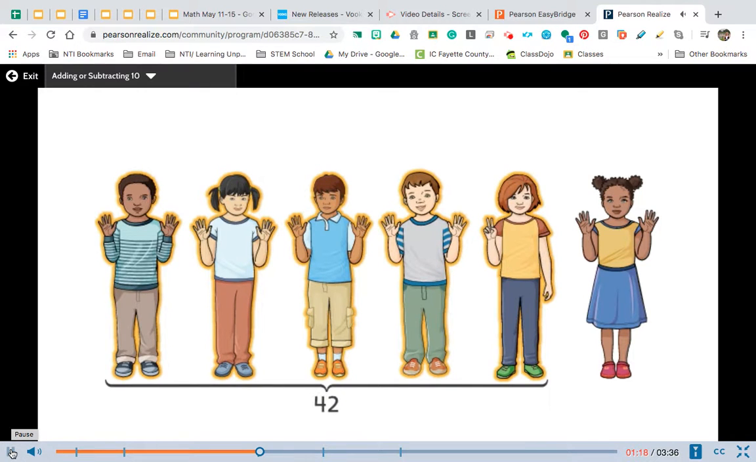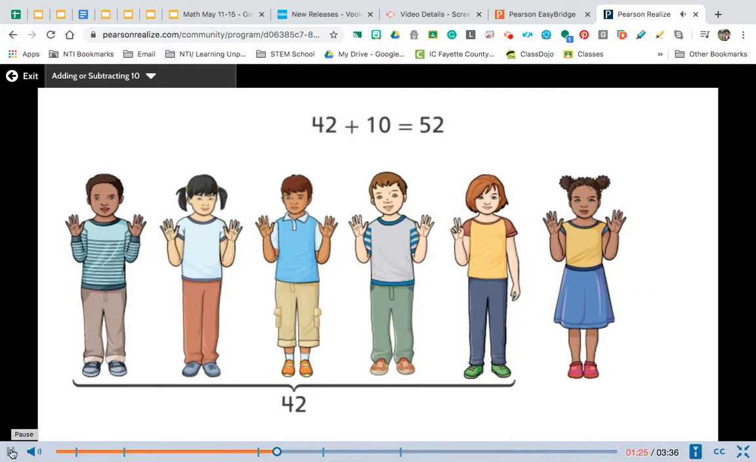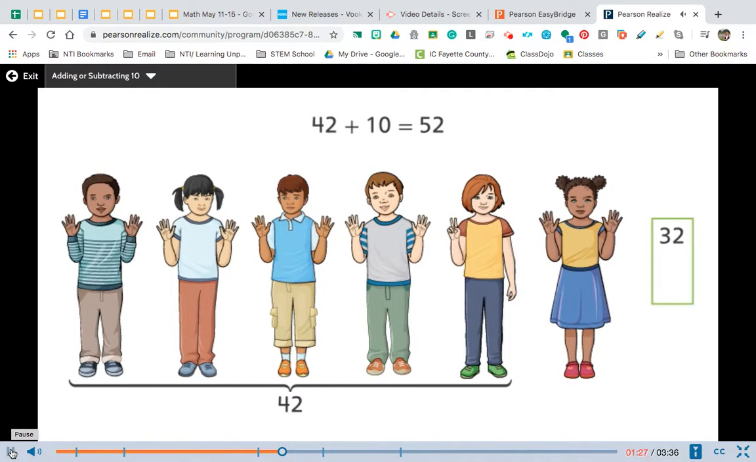There were 42 fingers. We added 10 more fingers. Now there are 52 fingers. We had 32. We added 10 and we got 42. We added 10 more and got 52. What do you notice about these numbers? What's changing? What's staying the same?